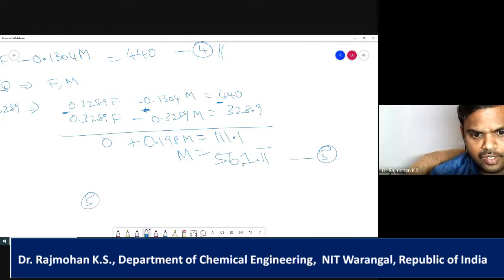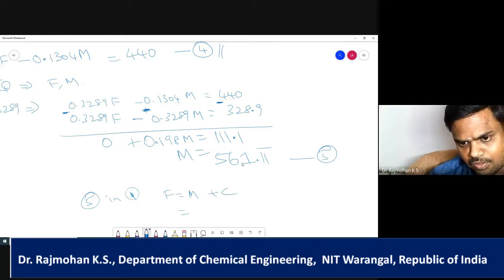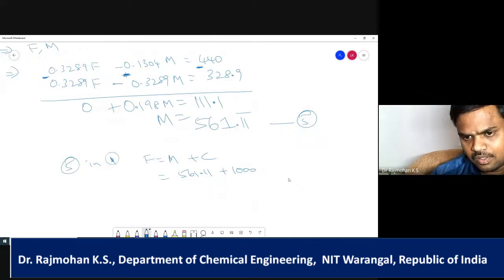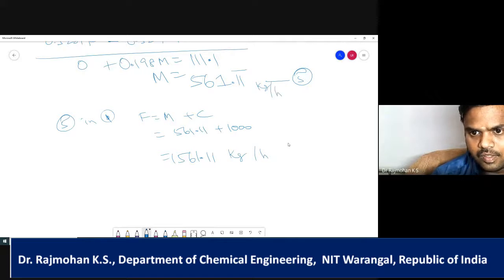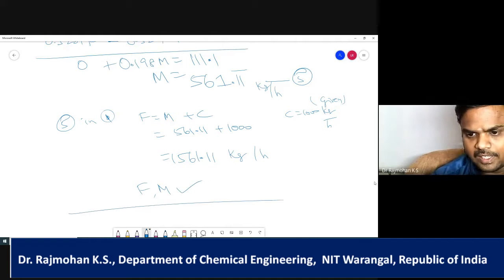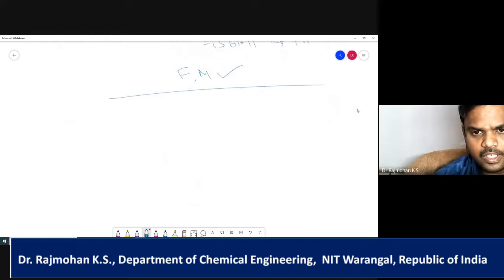If you substitute it into equation 2 or 1, whichever it is, f equal to m plus c, where m is 561.11 plus c is 1000, I remember. We get 1561.11 kg per hour. You consider this C as 1000 kg per hour, given data. That way we have calculated f and m now. Now we will proceed to do the enthalpy balance. What we have done so far is the material balance.